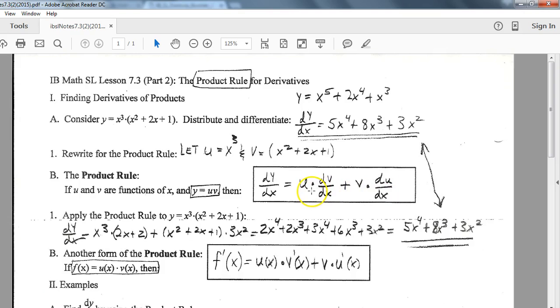So what you're seeing right here with that rule is you're doing the first term times the derivative of the second term, plus the second term times the derivative of the first. And you just follow that pattern.